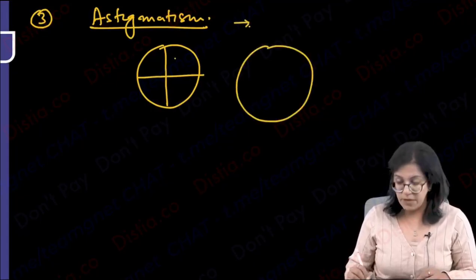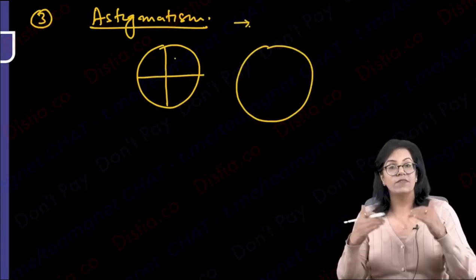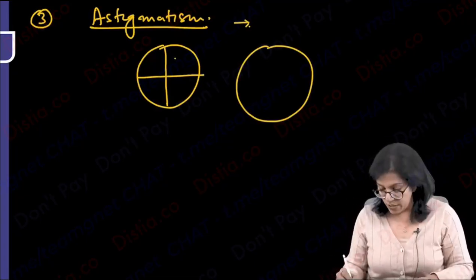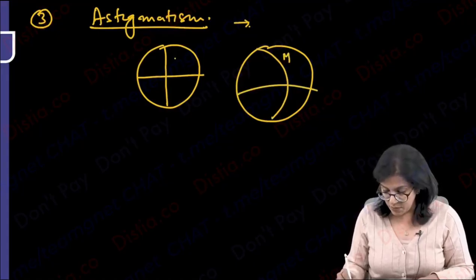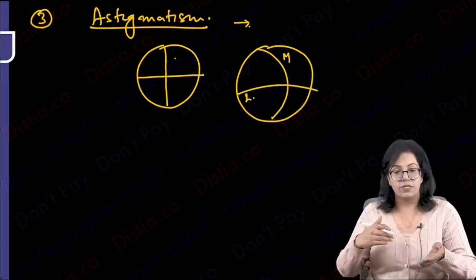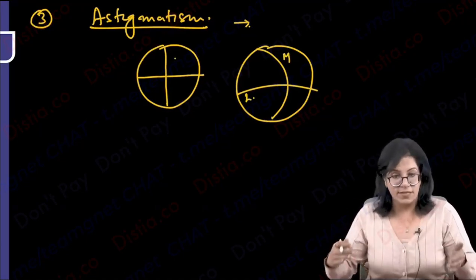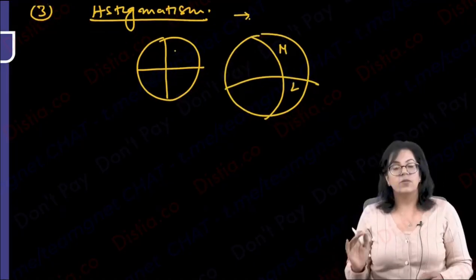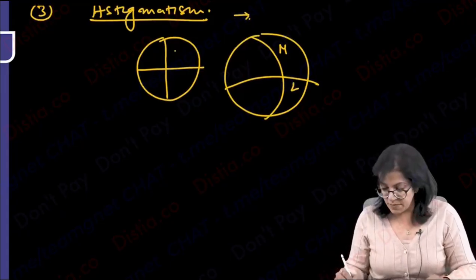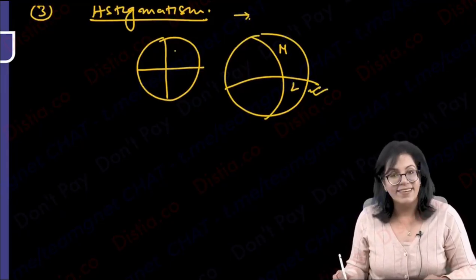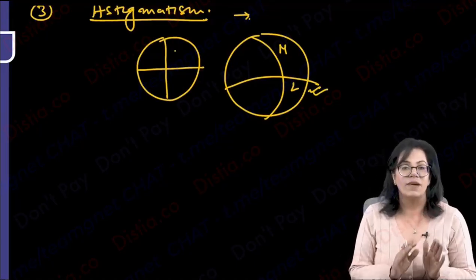When I say difference of power, you have learned with me, the more the curvature, the more the refractive power. So here one axis is more curved than the other. So power in one is more, the other is less. It could be opposite also. Either the horizontal is curved more or the vertical is curved more. So when the curvature is more, the power is more. When there is a difference in power in vertical and horizontal, this is what is called astigmatism.